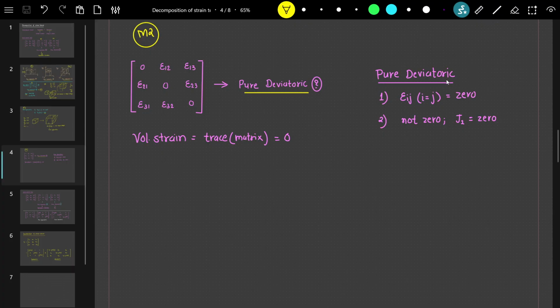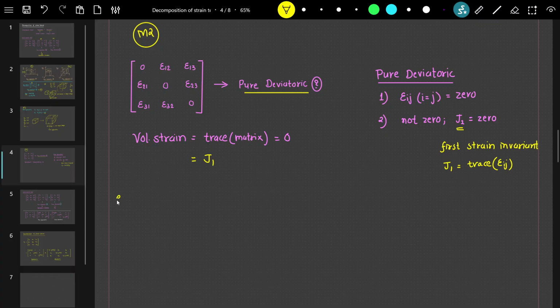So what is the condition for pure deviatoric? The first condition is that all diagonal components are 0, epsilon ij, i equal to j, should be 0. Not only that, even if they are not 0, the summation of the diagonal components should be 0. That is J1. We know J1 is the first strain invariant. We will see this in hyperelasticity. Similarly, like we have seen stress invariants, similarly the strain invariant is equal to the trace of the matrix, which is nothing but volumetric strain. So if the diagonal components are present but the summation of them is 0, that is J1 equal to 0, that means volumetric strain is 0. So volumetric strain is nothing but J1 only.